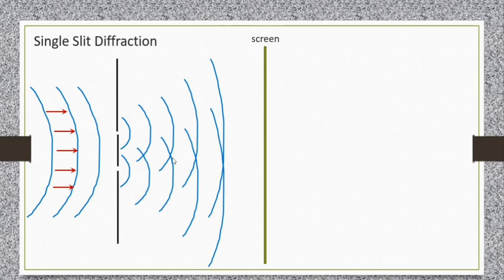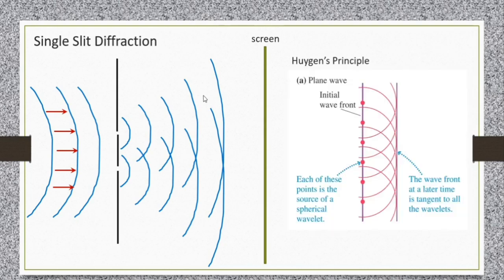We have destructive and constructive interference. So for a single slit, how do we explain this? Why do the waves spread out at all? Why does diffraction happen? And the answer is the key to single slit diffraction. We have something called Huygens' principle.